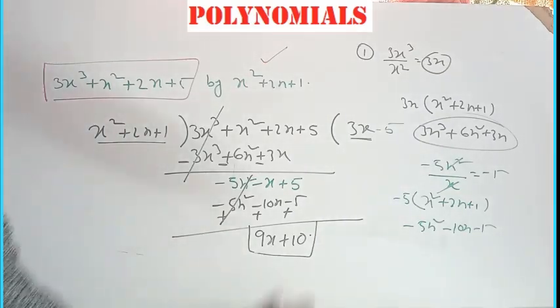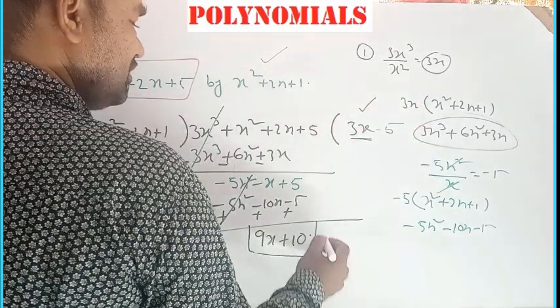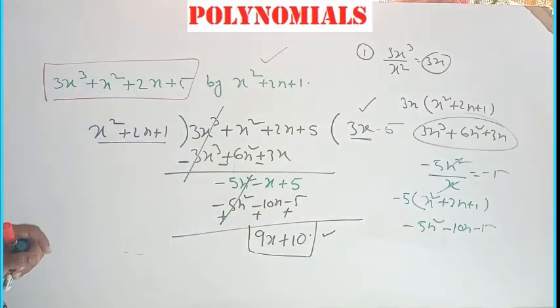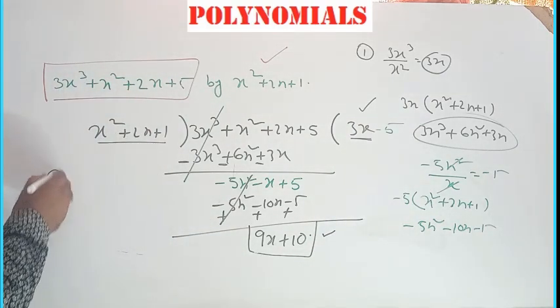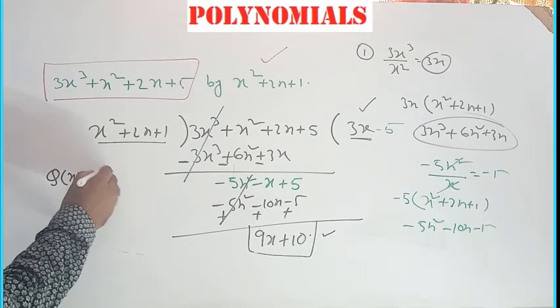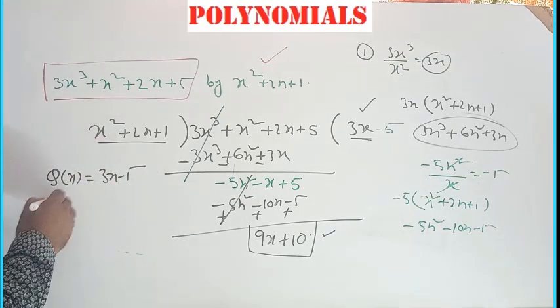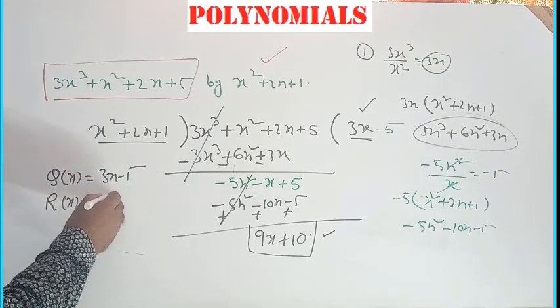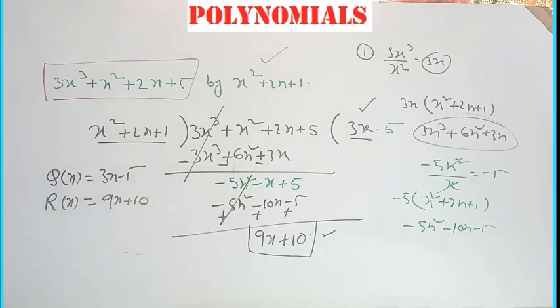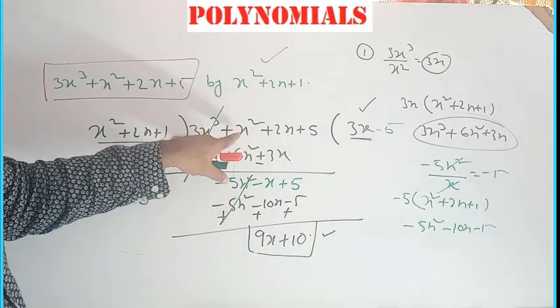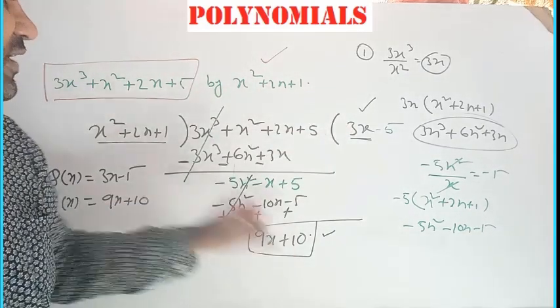Now you can call this the quotient polynomial and this the remainder polynomial. Now I can write like this: quotient polynomial q of x equal to 3x minus 5, and remainder polynomial r of x, I can write 9x plus 10. After that you can verify by using the division algorithm: dividend equal to divisor into quotient plus remainder.